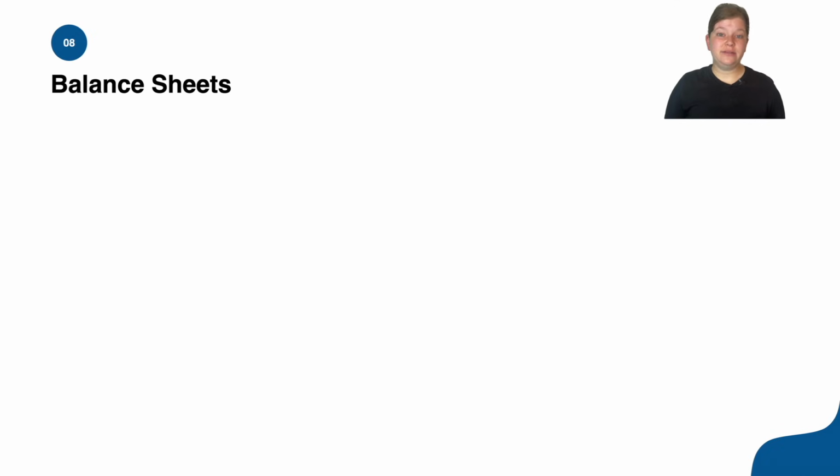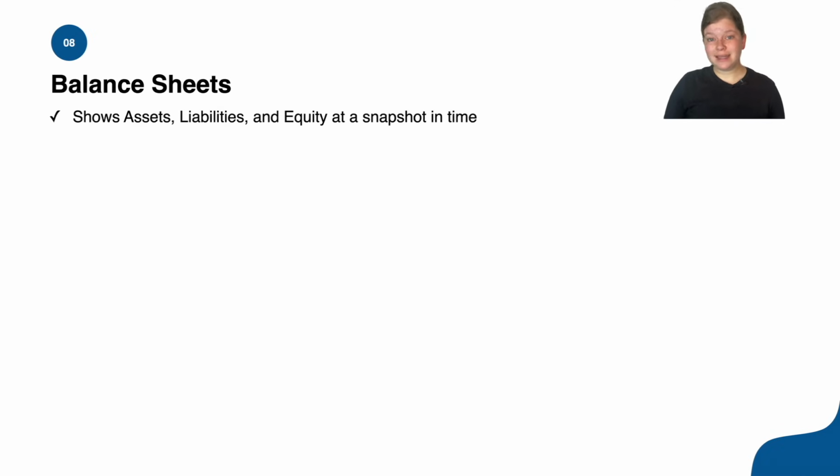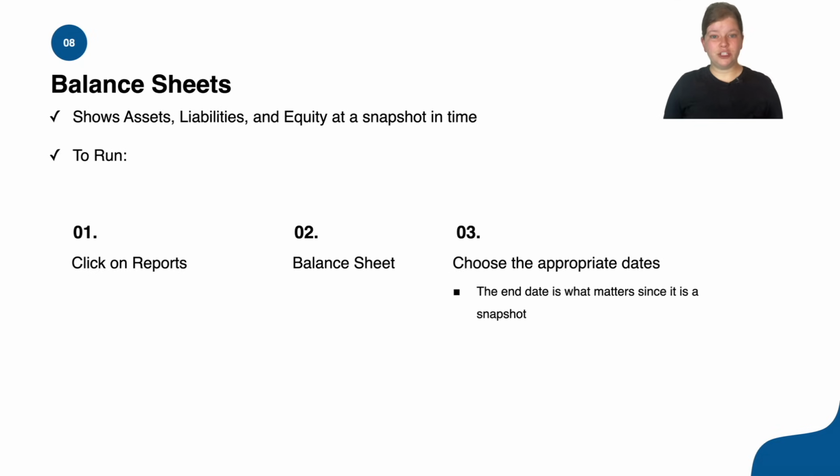Now next we have the balance sheet. This report shows our assets, liabilities, as well as our equity at a snapshot in time. So to run this report, you're again going to go to Reports. This time you're going to click on the balance sheet. You're going to choose the appropriate date, and the ending date here is the one that matters since it's a snapshot of how the balance sheet looks at that specific date. And then again, you're going to select cash or accrual.